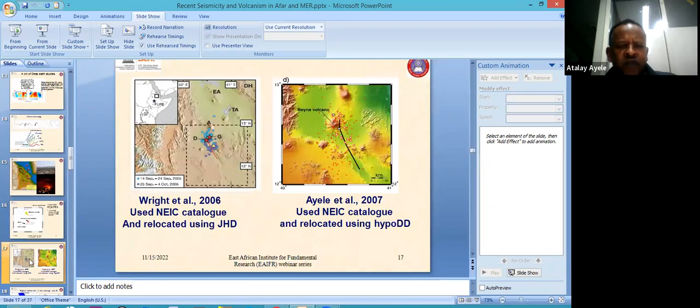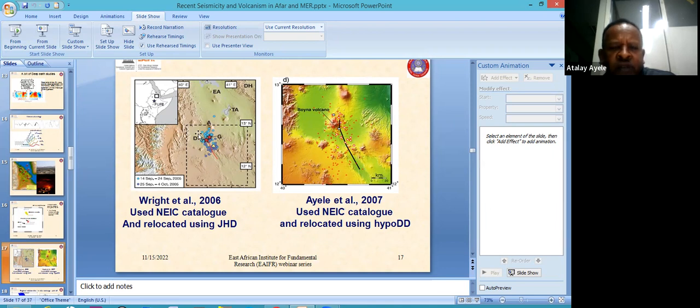Especially the 2005 one was really significant in terms of overseas collaboration. There were not many stations at that time, but from what was available in Ethiopia, Yemen, Djibouti, and Eritrea, one Nature paper was published by Team Wright, and another with me as the first author in 2007.